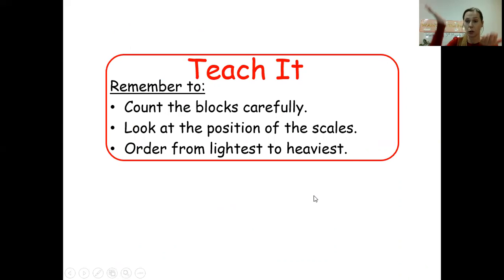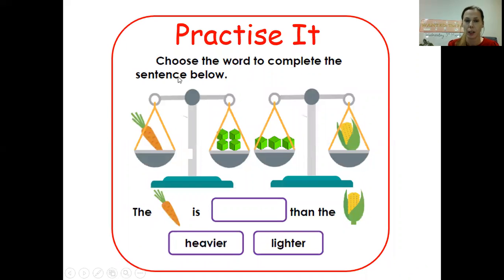Are they balanced, or is one up higher than the other? And then order from the lightest to the heaviest. Choose the word to complete the sentence below. The carrot is something than the sweet corn. So how many cubes balance the carrot? How many cubes balance the sweet corn? Look carefully at the scales. They're both at balance level. So that makes it easier to be able to work out which one you think it is.